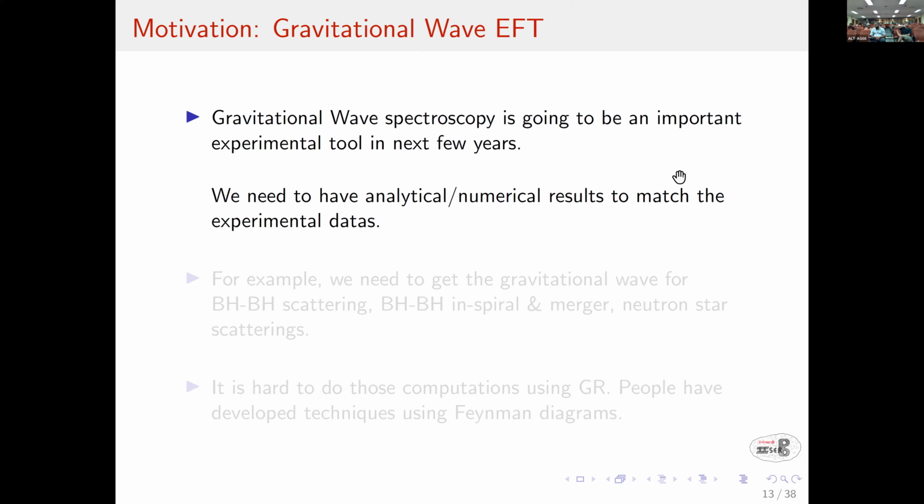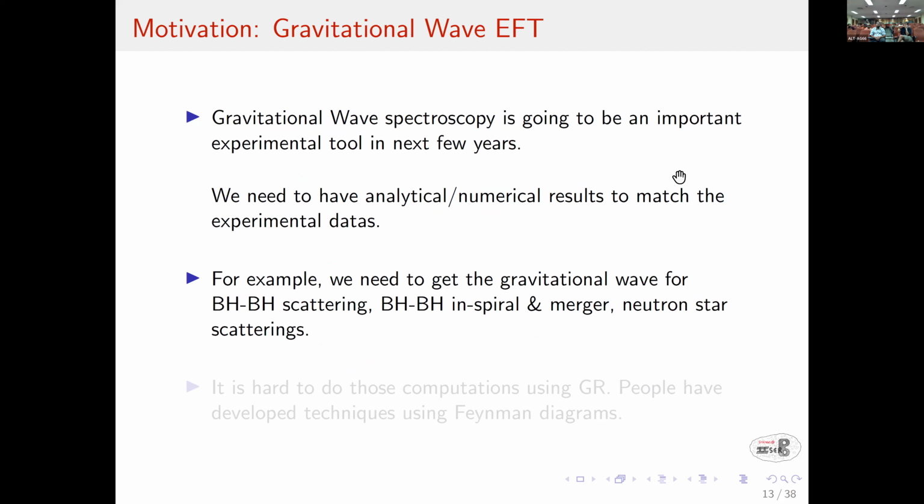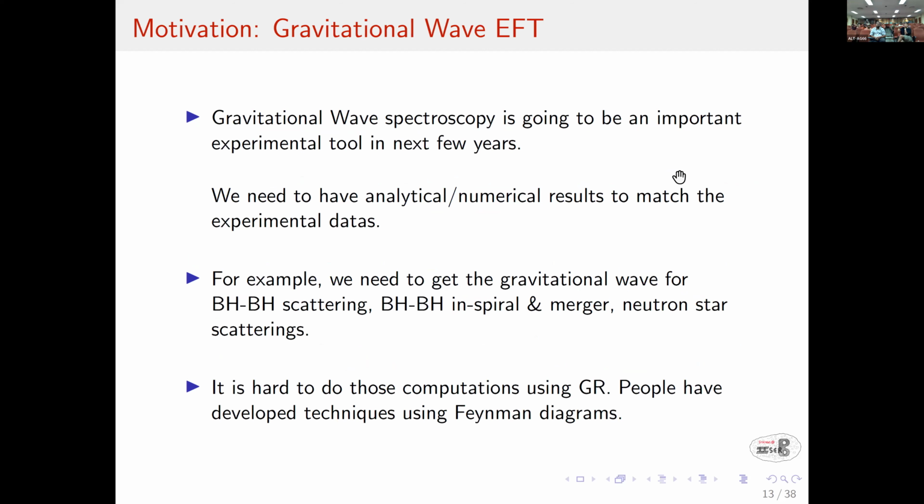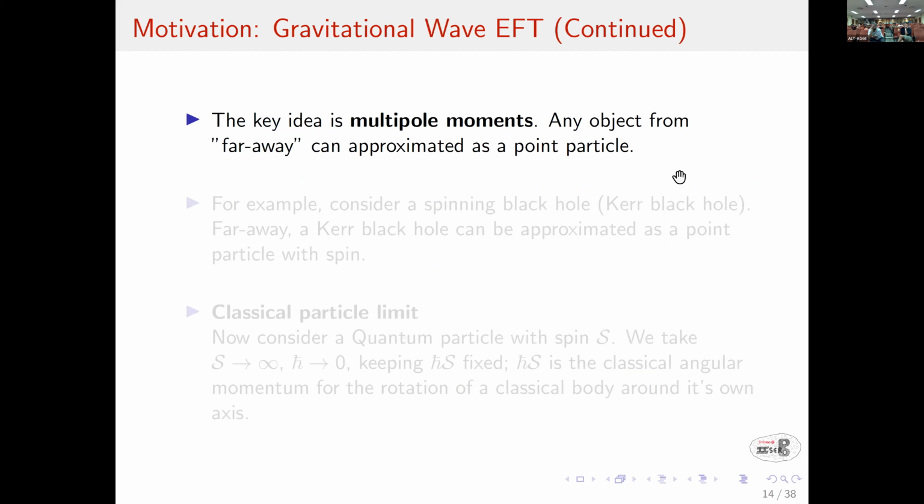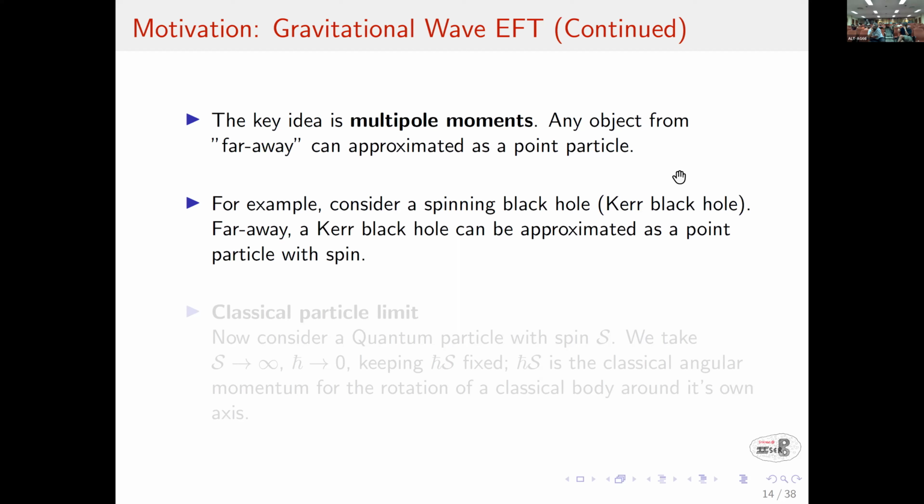Okay. So another thing I was saying, gravitational wave spectroscopy. For example, people are interested in gravitational waves from black hole scattering, black hole inspiral, merger, and neutron star scattering. It turns out to be hard using GR, but people have done some Feynman diagram techniques. So let's try to understand what the idea is. The idea is basically multipole moments. If you look at a black hole from far away, it can be approximated just with the multipole moments. For example, a spinning Kerr black hole, far away, can be approximated as a point particle with spin. So I'm basically doing a multipole expansion.